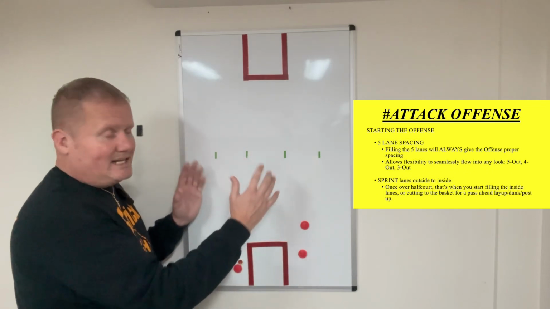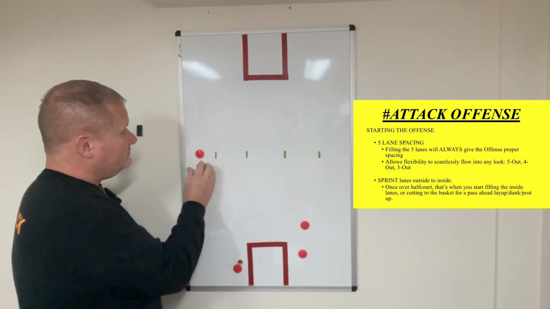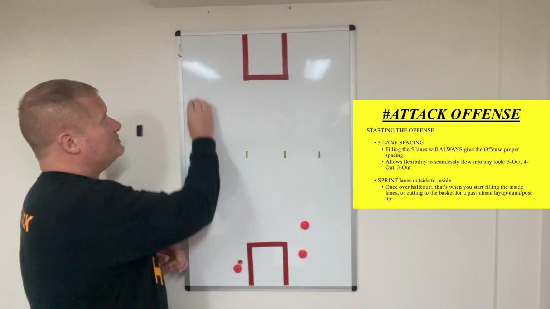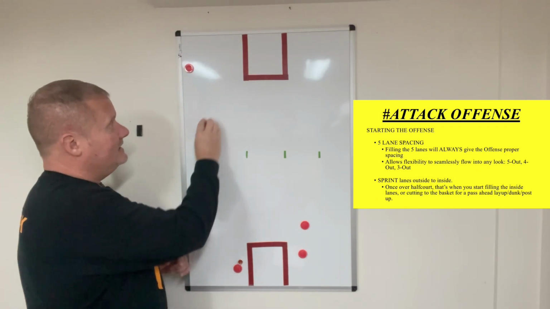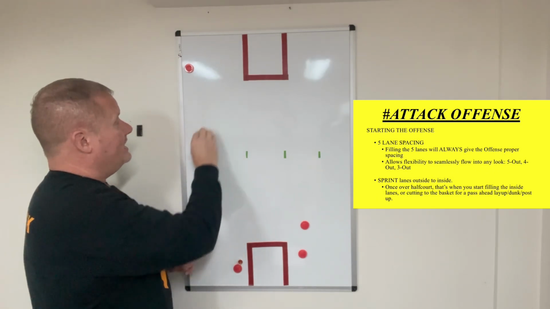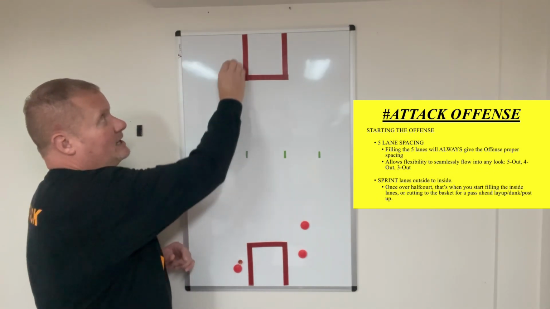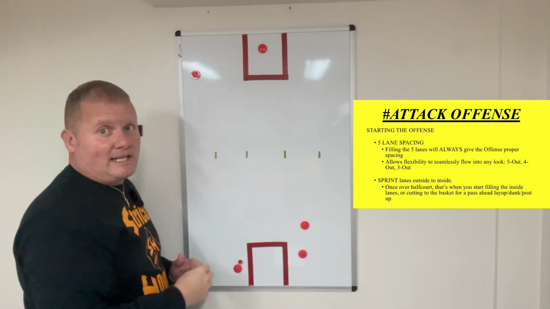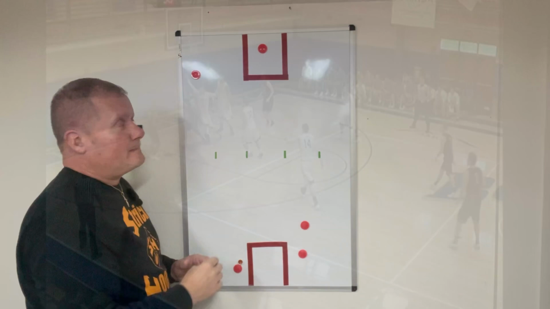Now, when we run outside to inside, let's say these two are running wide. The second player will read the first player. The first player occupies that wide lane. The next player, once they cross half court, occupies the next lane. If this first player cuts through, then this player would occupy the wide lane. So they read each other.